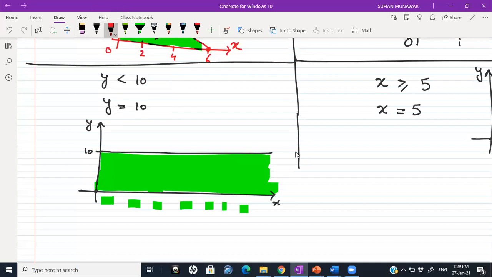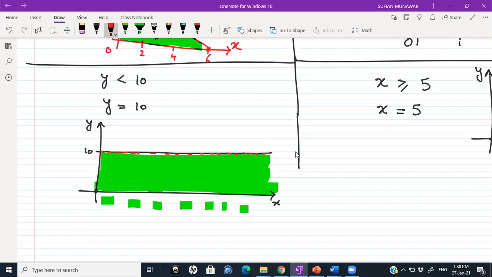The points on the line, they are not included now. But the points just below the line are included. So we usually put a dashed line if we don't have an equality sign, to indicate that the points on the line are not included. Okay, so that's all with the sketching.